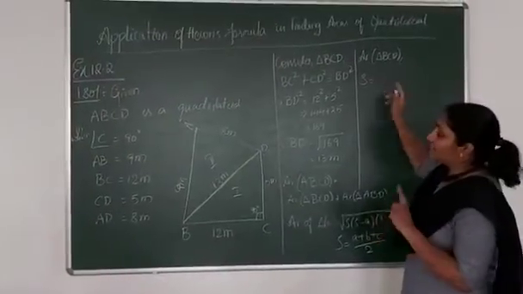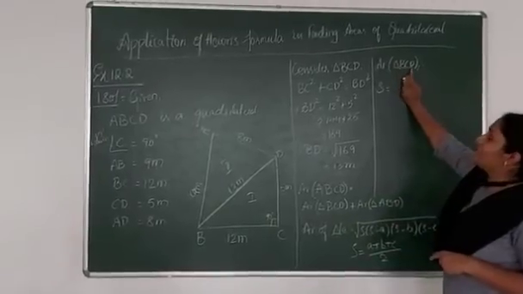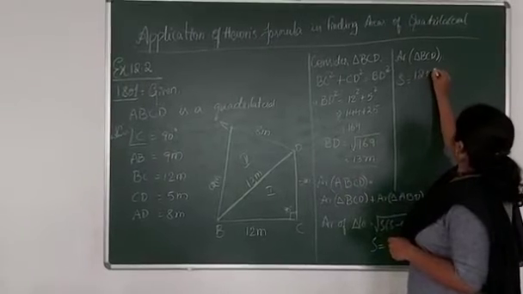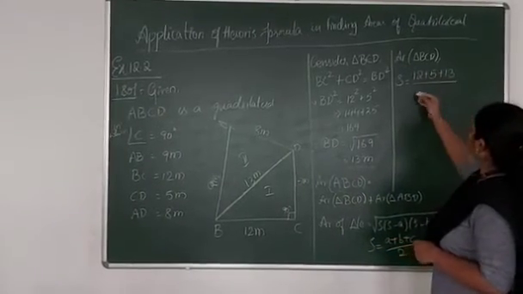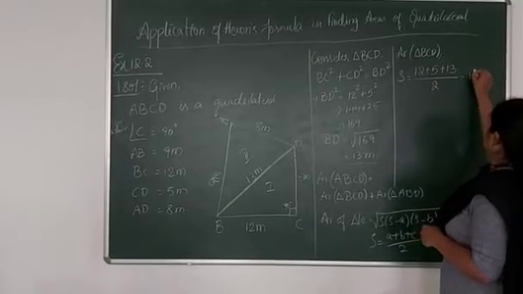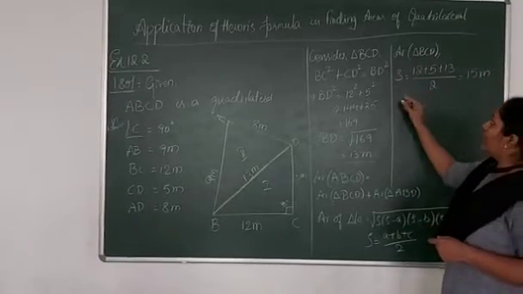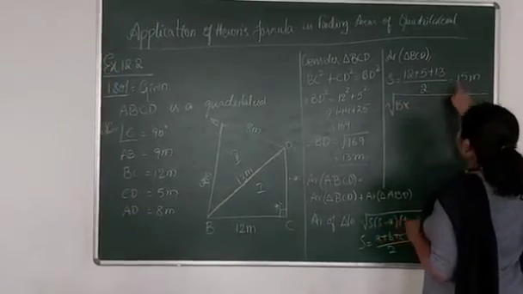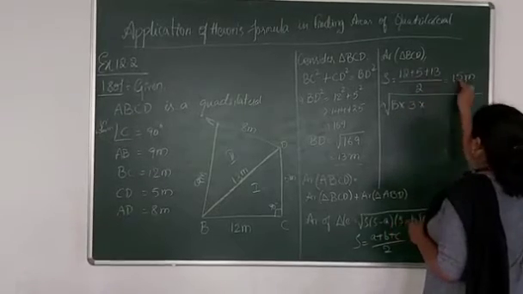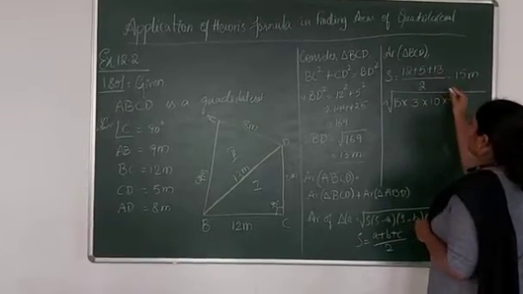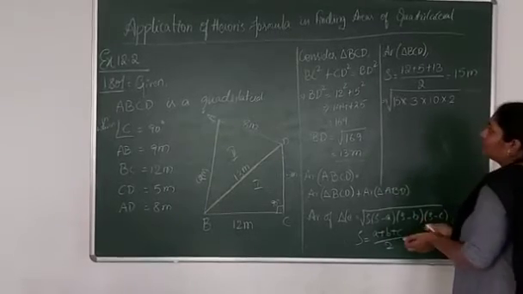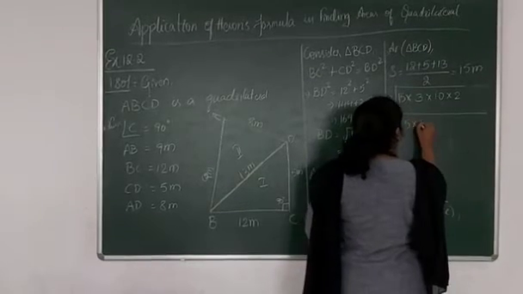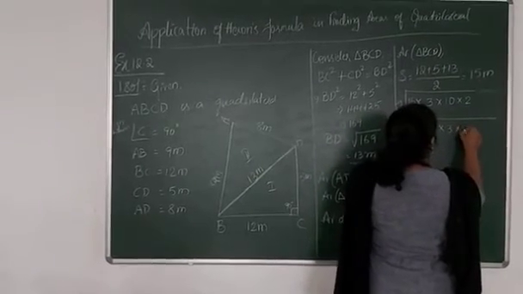So S for the first triangle, I am taking the first part as BCD. So 12 plus 5 plus 13 by 2, which is 30 by 2 is 15 meters. Therefore area is equal to square root of 15 into 15 minus 12 is 3 into 15 minus 5 is 10 into 15 minus 13 is 2. Right? Now this is nothing but 5 into 3 into 3 into 5 into 2.